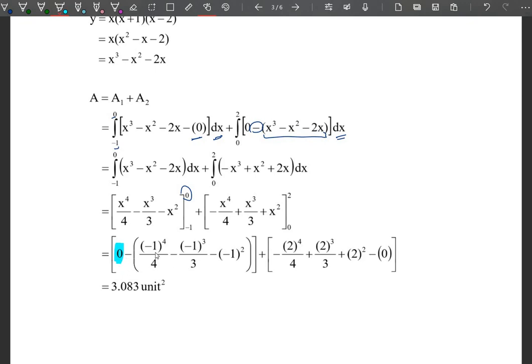Minus the substitution of -1. Plus, substitute the value of the upper limit, which is 2, here. And then minus the substitution of the lower limit, which is 0. So this will be 0, 0, 0, 0. That's why you still need to write minus 0. Compulsory. And therefore, the final area will be this one, 3.083 unit squared. Unit squared is also compulsory.